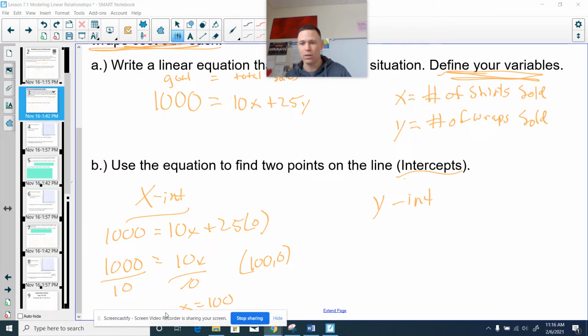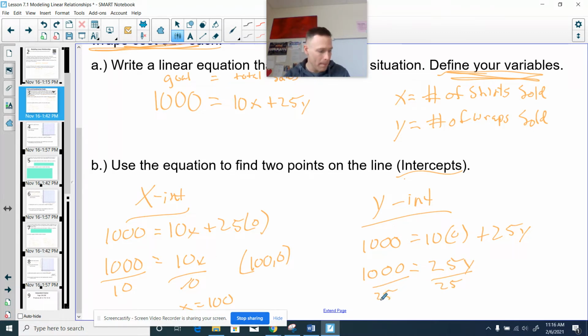This over here, the y-intercept. Now I have to substitute 0 in for x. So it's going to be 1,000 is equal to 10 times 0 plus 25y. 10 times 0 goes away, so I have 1,000 is equal to 25y. Divide by 25, divide by 25, and I end up getting 40. I'm going to verify that just because 1,000 divided by 25, yep, 40.